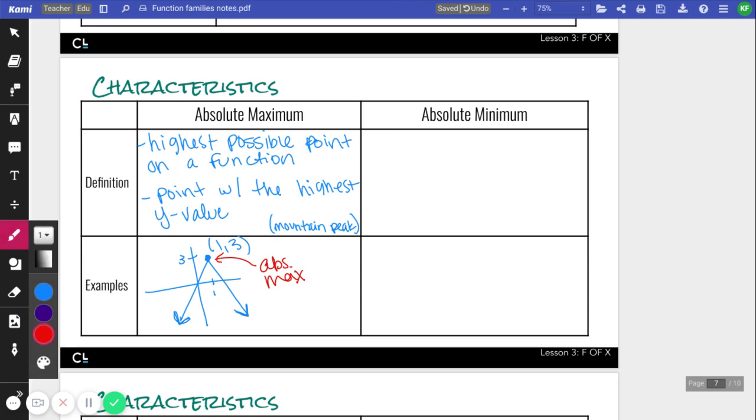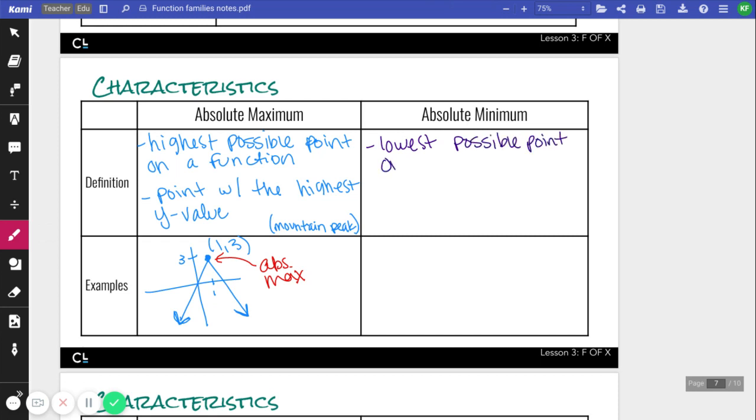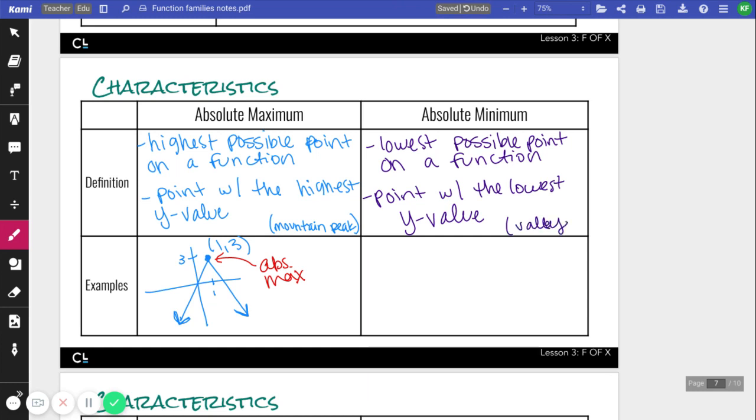Then we can also have something called an absolute minimum. So minimum, you would think the lowest or the least of something. So it's kind of the opposite of the maximum. It would be the lowest possible point on a function. It's the point with the lowest y value. That would be like a valley. Ooh, whoops, I left the E off.